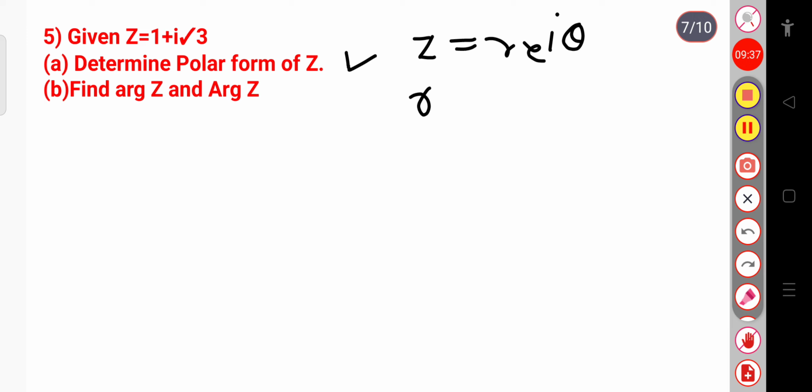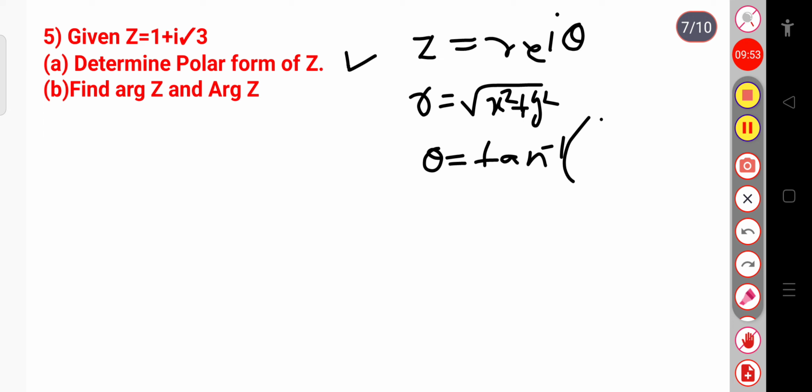So r equal to, as we have already discussed, the square root of x squared plus y squared, where x and y are real numbers in the Cartesian coordinate system, and theta equal to tan inverse of y by x, that is the imaginary part of z divided by the real part of z. Okay. So let us see, z is given as 1 plus i root 3.